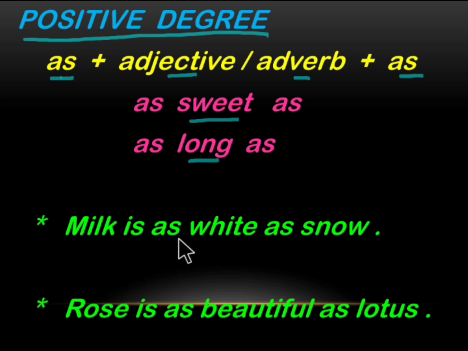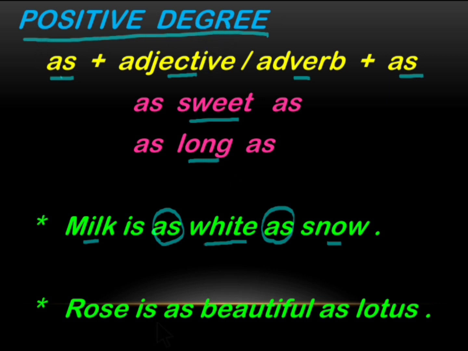Milk is as white as snow. So milk is one noun and snow is another noun. White is the adjective which describes these two nouns. So milk is as white as snow. So we use as here and again as here. So this is the basic rule for the positive degree.